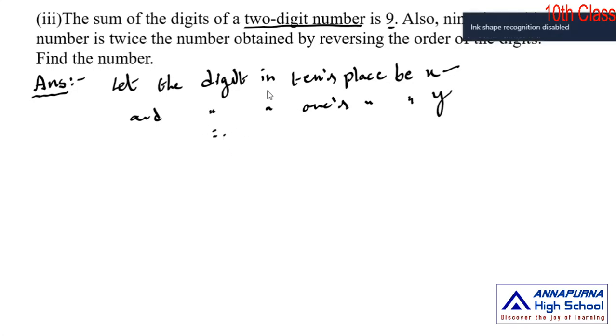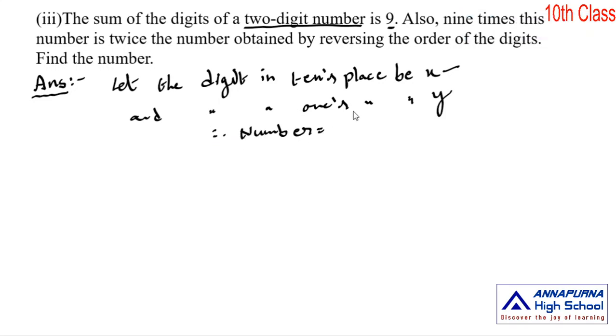Therefore, the two-digit number is: when you take x in the tens place and y in the ones place, if you take x in the tens place, its place value is 10x, and if you take y in the ones place, its place value is y. By adding these two place values, we get the two-digit number. Generally we follow this basic rule. For example, when you take 4 in the tens place and 2 in the ones place, what is the two-digit number?